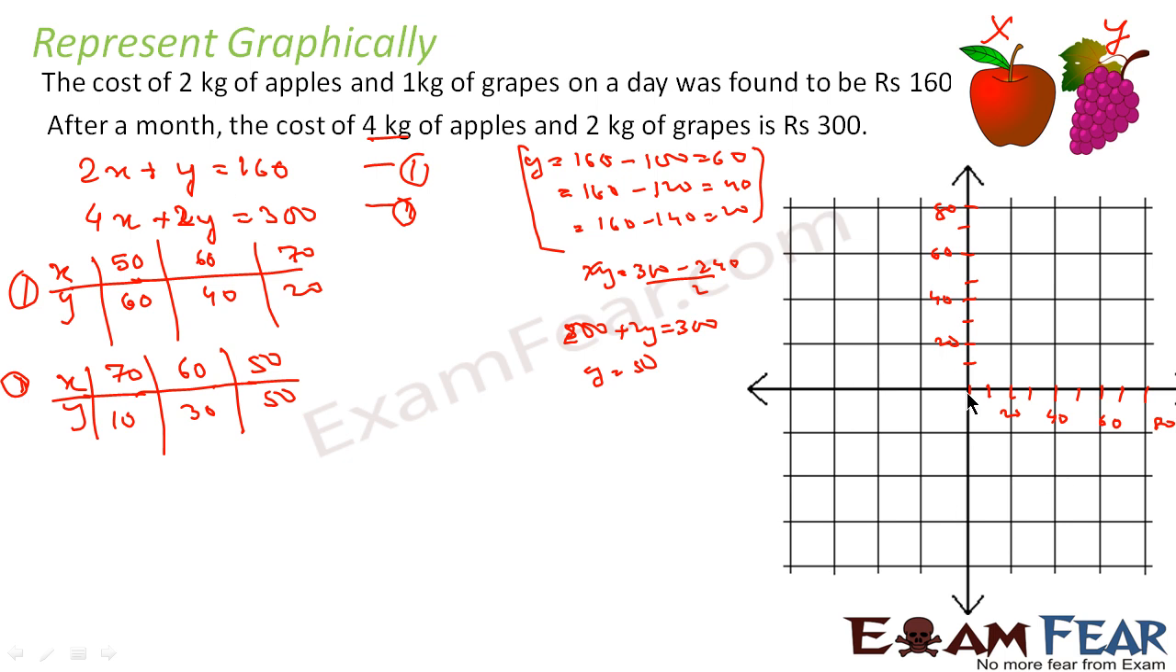So x is 50, 60. This is 50, and this is 60 is this point. 60, 40. This is 60, this is 40 is this point. 70, 20. This is 70, this is 20 is this point. So I have this line. Correct? Let me plot these points.